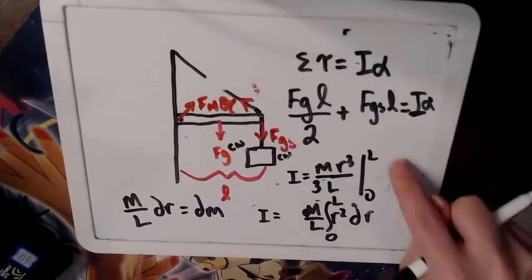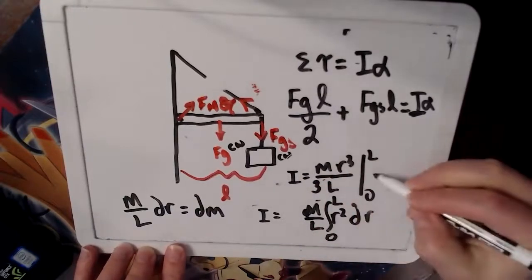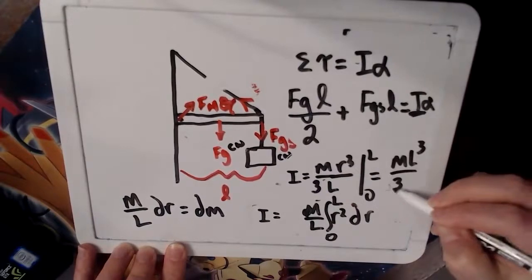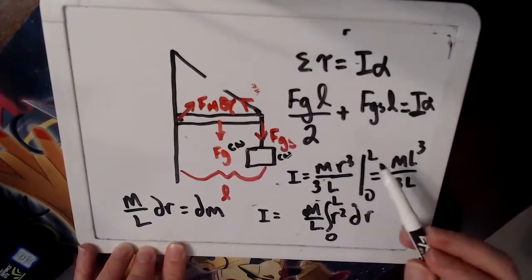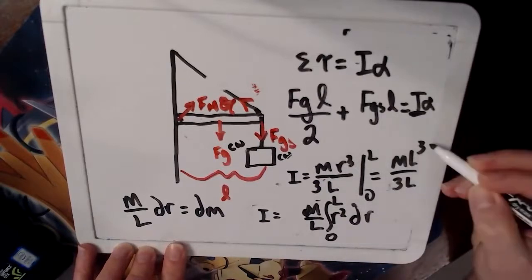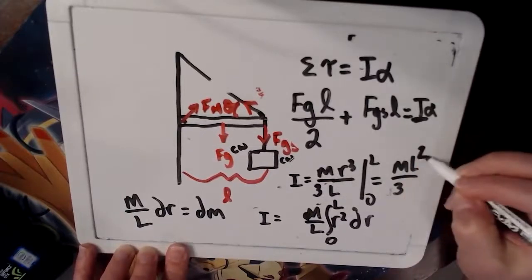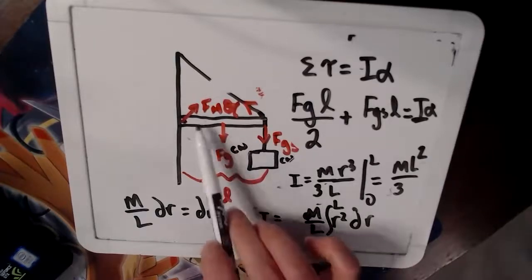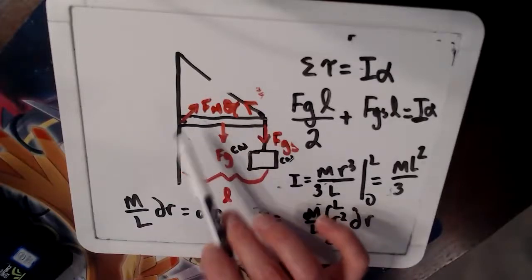When I do that, I plug in L here, and that equals m L cubed over 3L, because my final is L, my initial is 0. When I plug in 0, it doesn't do anything. And then I can see that this L cancels out with one of the L's up top, and I get mL squared over 3, which would define the moment of inertia for a beam about its pivot, a uniform distribution of mass about one end.